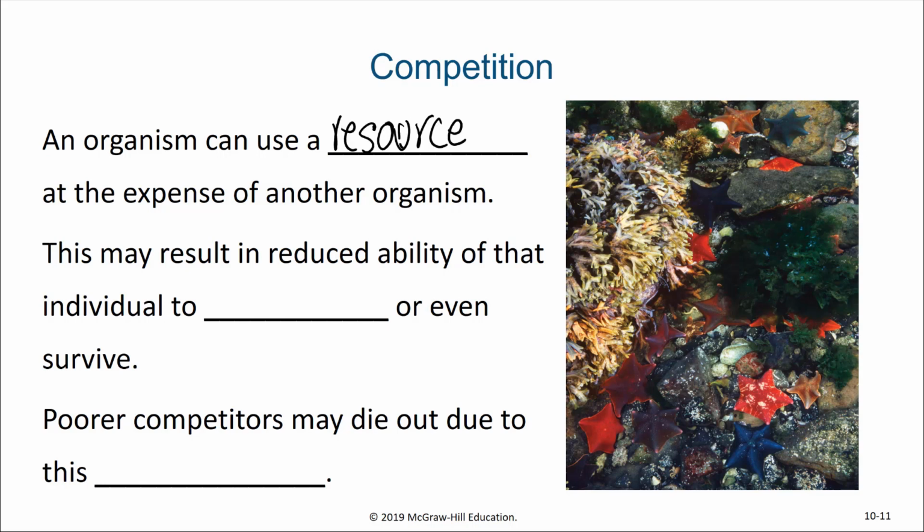An organism can use a resource at the expense of another organism, meaning by using that resource, one individual or even one population will thrive, and the other will be limited because of it. This may result in reduced ability of that individual or even population to reproduce or even survive. Poorer competitors may die out due to this competition.